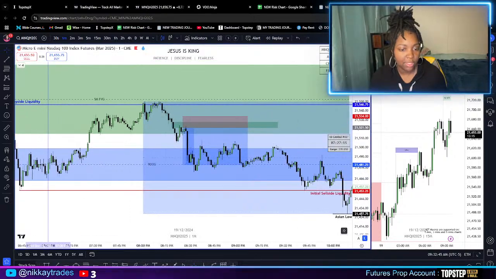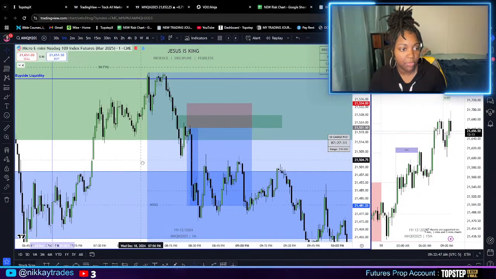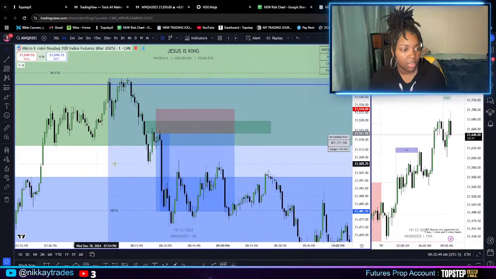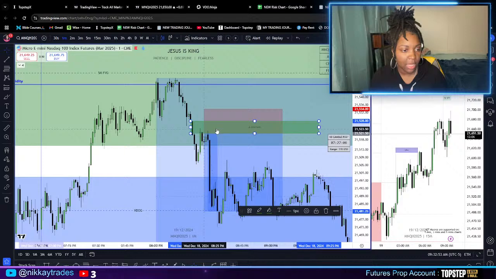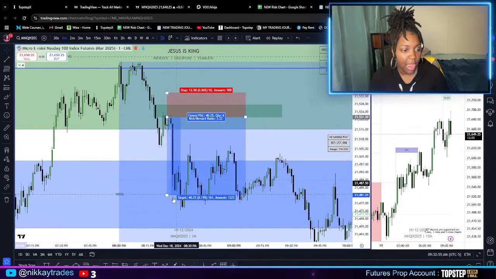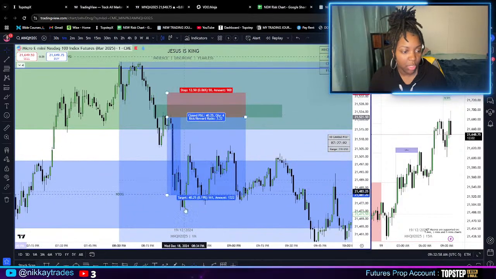So it took out the buy side. So I was waiting for the silver bullet. I was waiting for a fair value gap to be tapped into this gap right here. It tapped into this gap and then it dropped. I ended up getting out right when these two candles had pushed up.